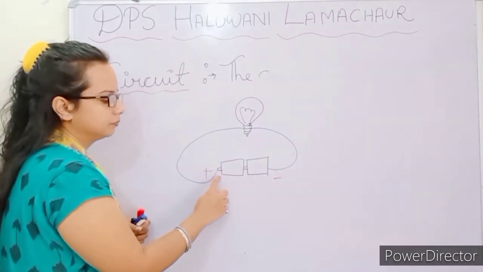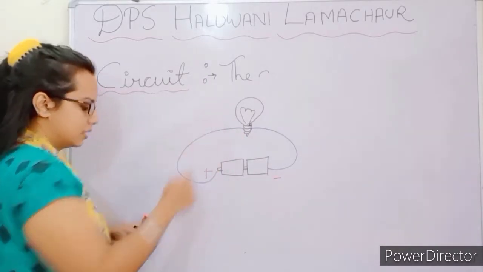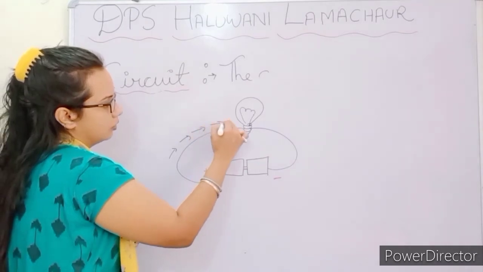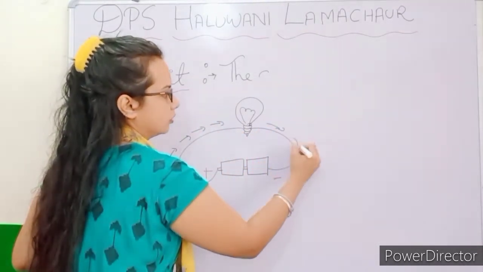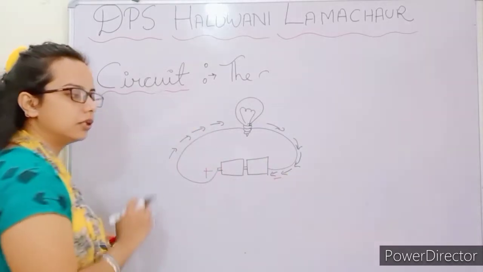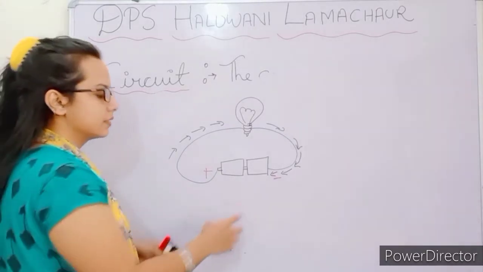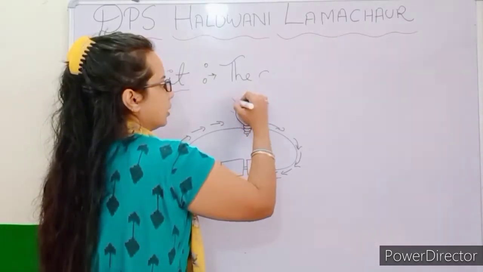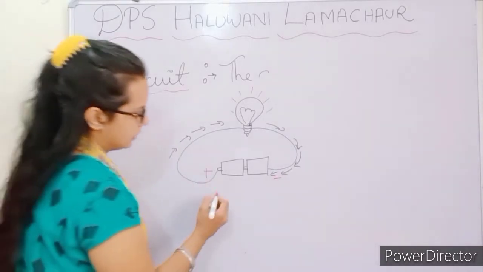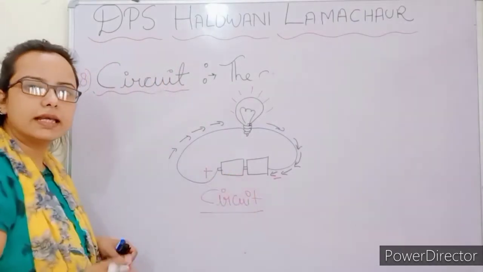It means the electric current is passing from here. Okay, the electric current starts from the positive terminal and is moving from one terminal to the other terminal, and this process continues. This flow of current keeps continuing, and hence the bulb starts glowing. Okay, so this is known as a circuit.